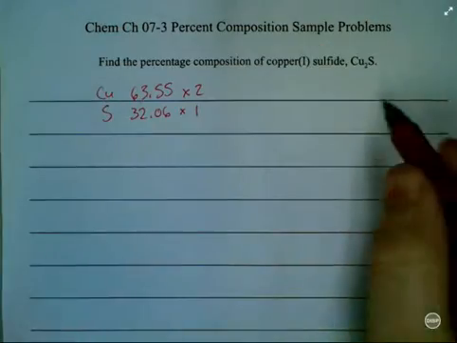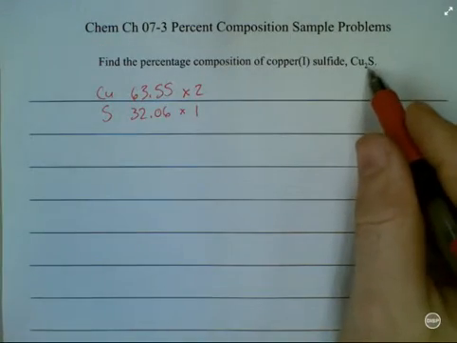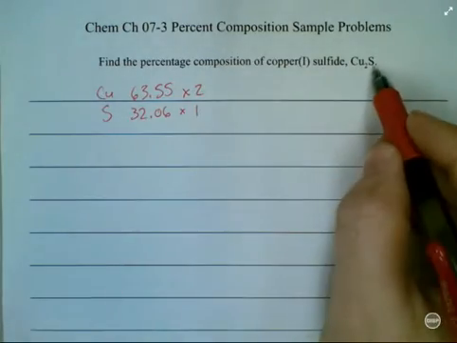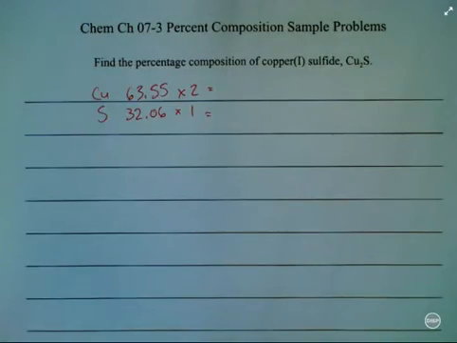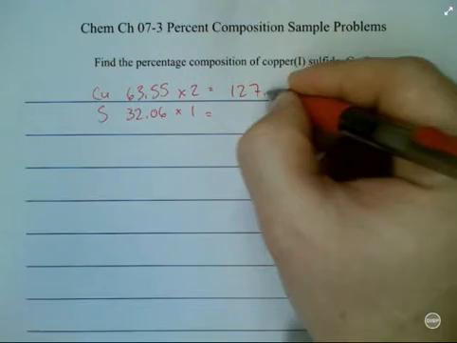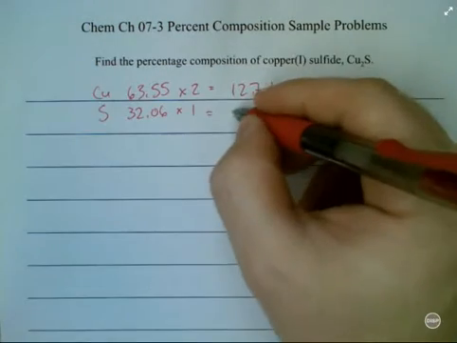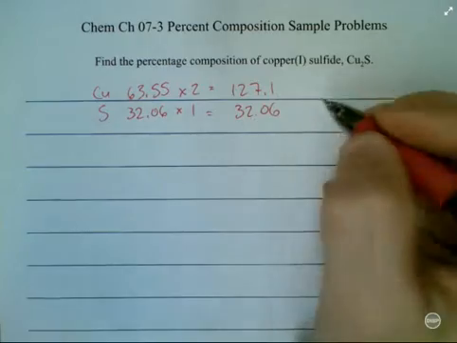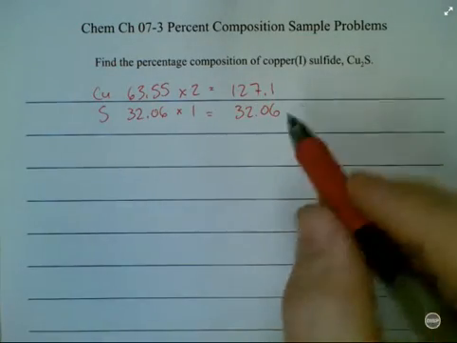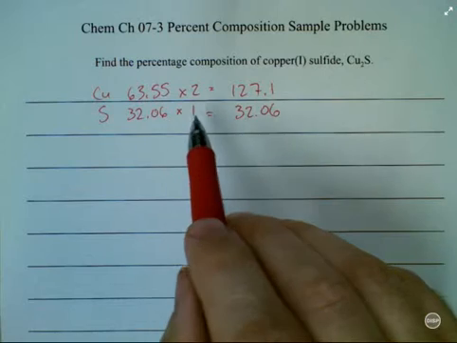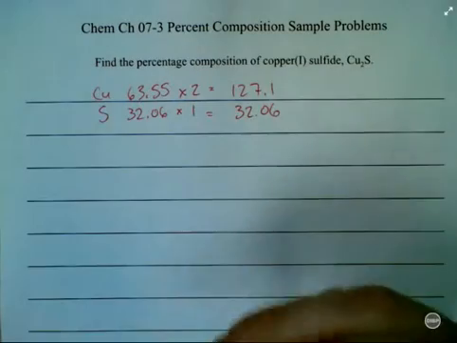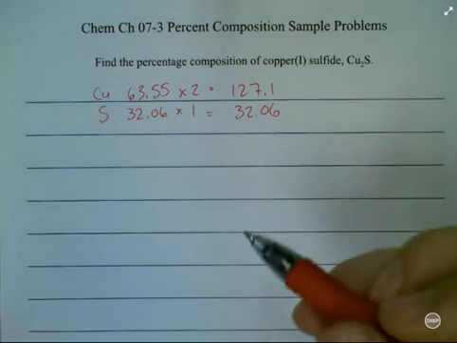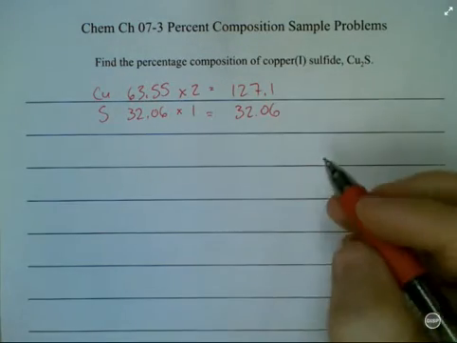Next, I'm going to adjust for how many of each element is present per 1 mole. There are 2 moles of copper present per 1 mole of copper(I) sulfide. There's 1 mole of sulfur present per 1 mole of copper sulfide. So I'll multiply those out. 63.55 multiplied by 2 equals 127.1 grams. And then sulfur, 32.06 grams. And so by using this method, I've actually already generated the values that I'm going to use in the second part of this problem. So I do suggest that you use this same method in the future.